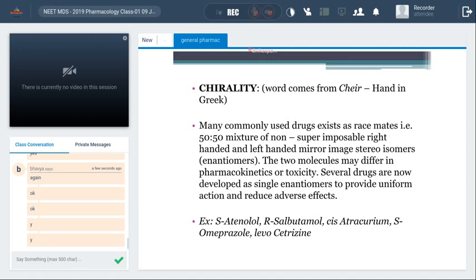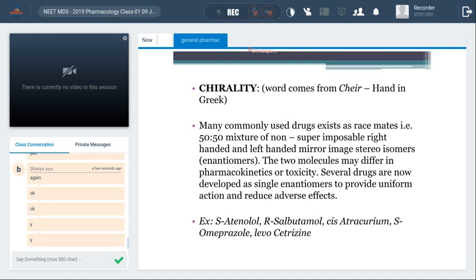Okay, but these two molecules, the left-handed one and the right-handed one, may differ in their properties or even adverse effect profile. Many times we combine the two so that the adverse effect of one is decreased by the other, and any other features of one are helped by the other compound. Nowadays, in order to reduce the adverse effect profile of the drug, we have started using only one of the stereoisomers. It could be either a left-handed one or a right-handed one, which we call R and S compounds. For example, for atenolol, we have started using only S-atenolol.